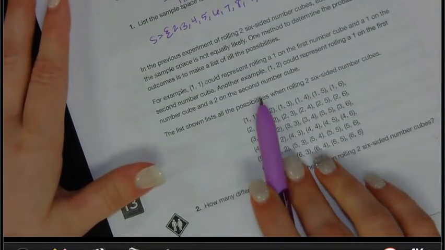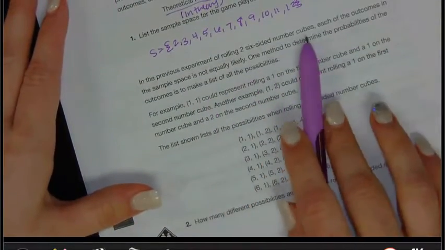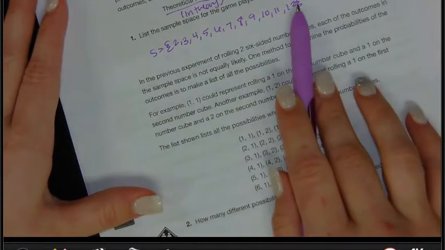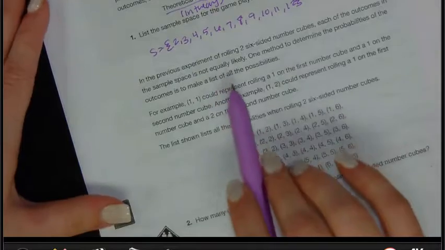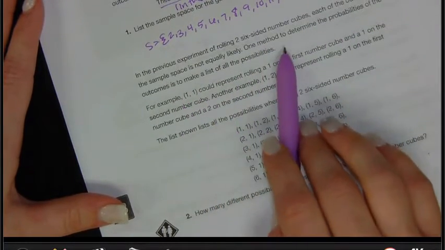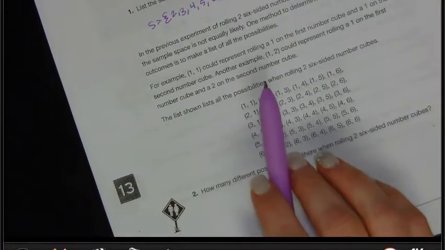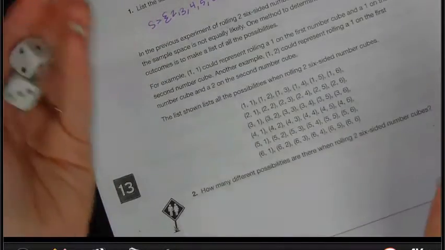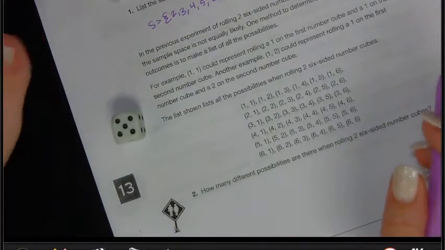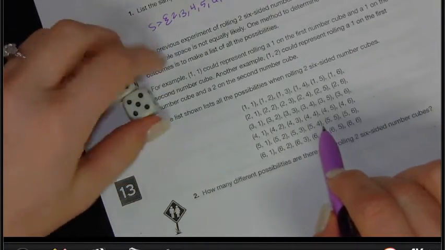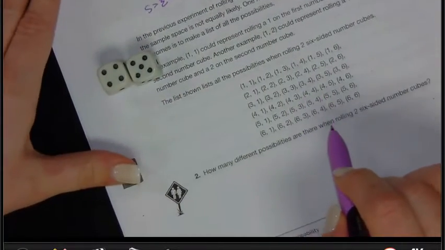Below here, it was asking us, in the previous experiment, we found each outcome in the sample space is not as likely. I have 6 evens, and then I have 5 odds. One method to determine the probabilities of the outcomes is to list all the possibilities, meaning if I roll my number cubes, what are all the possible combinations I could come up with? That's what we did in the last section. Or you could do it this way: 5 and 4, which we already have down here, a 5 and a 4 for my first and second dice, or a 4 and a 5.